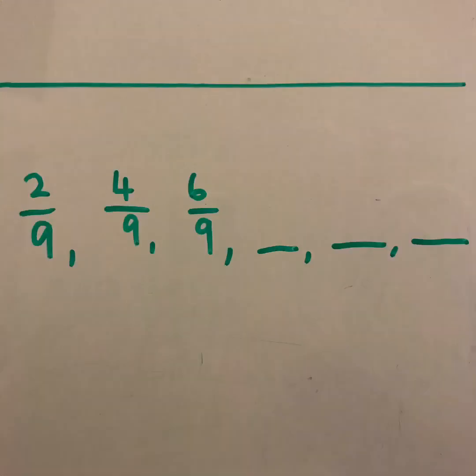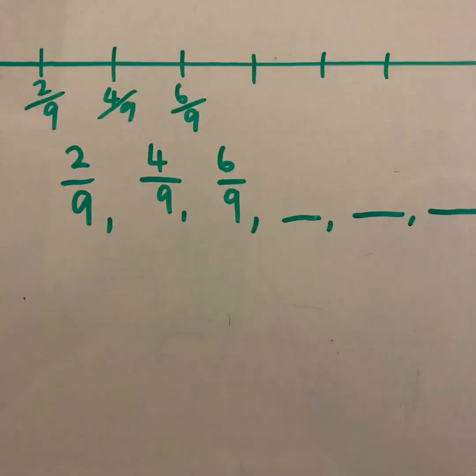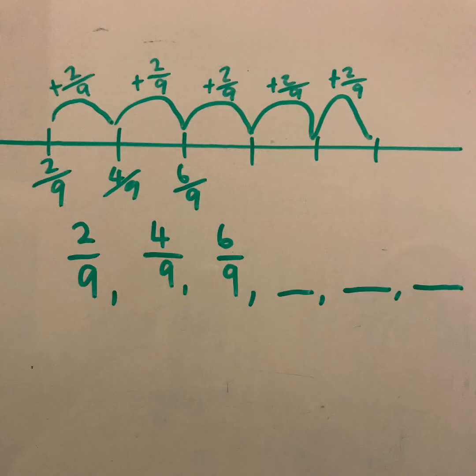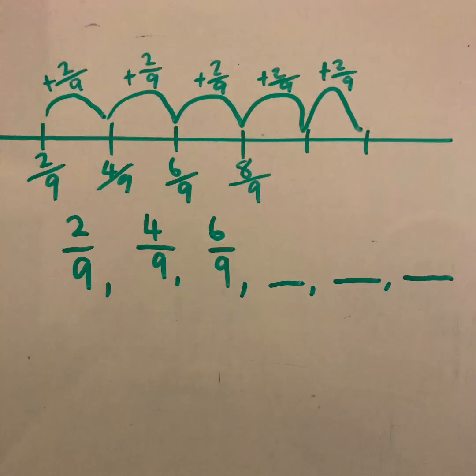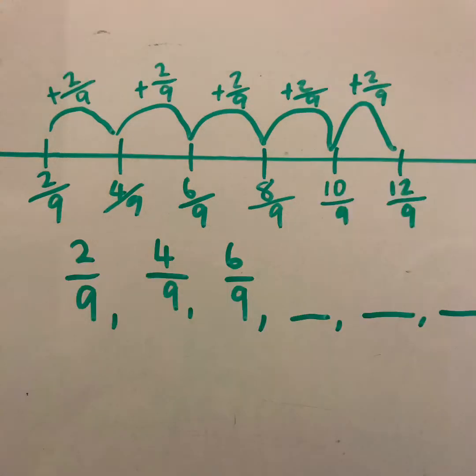Let's have a look at another number pattern using fractions. 2/9, 4/9, 6/9. Let's put it onto our number line. There it is. Work out what our rule is. What are we counting up by? We're adding on 2/9 each time to get from 2/9 to 4/9 to 6/9 to 8/9 to 10/9 to 12/9.